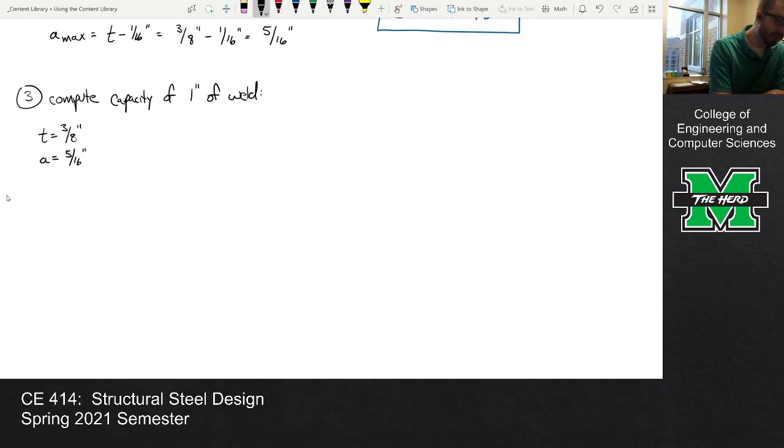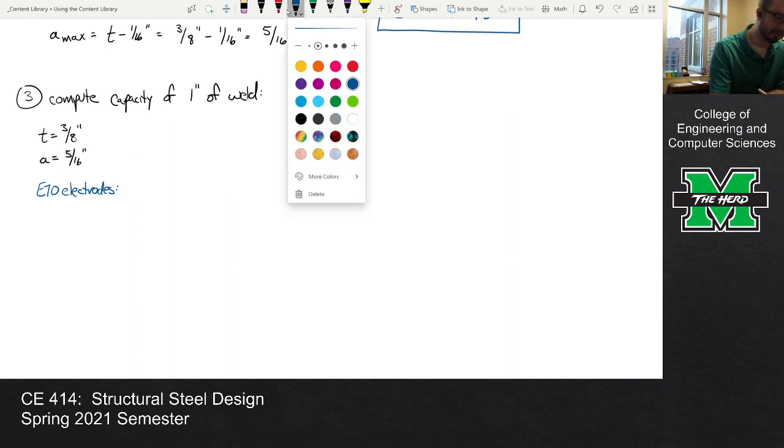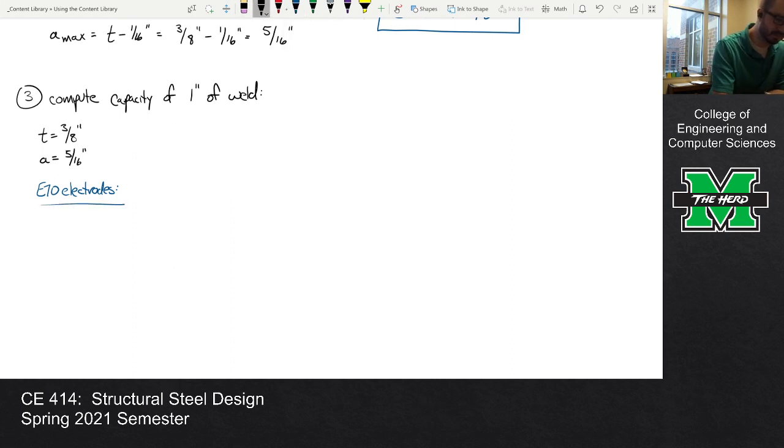Now, we were told that we had E70 electrodes. What does that mean? Why does that matter? We know FEXX is 70, the electrode strength. We know that we're dealing with A572 grade 50 steel. So that means Fy is something and Fu is something.